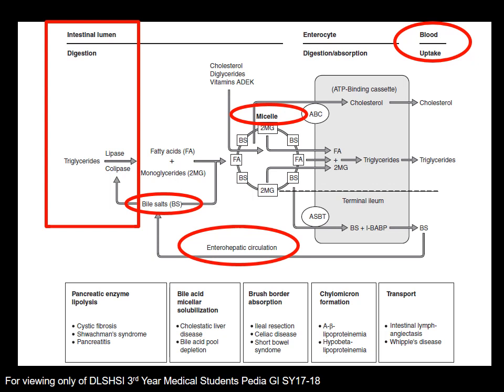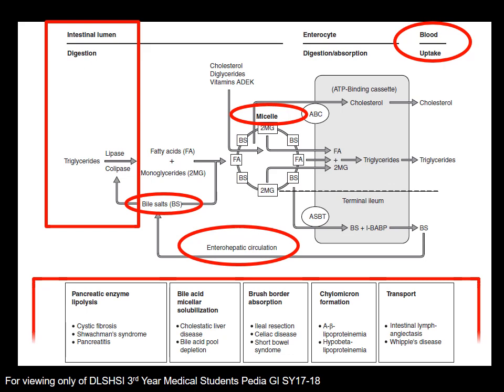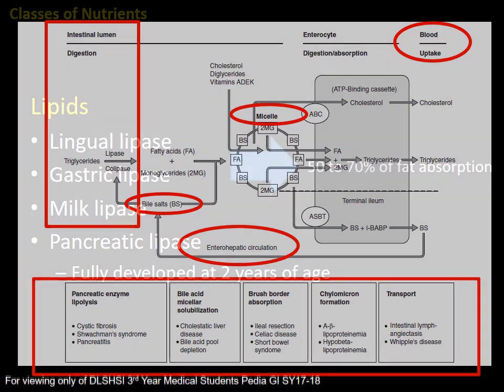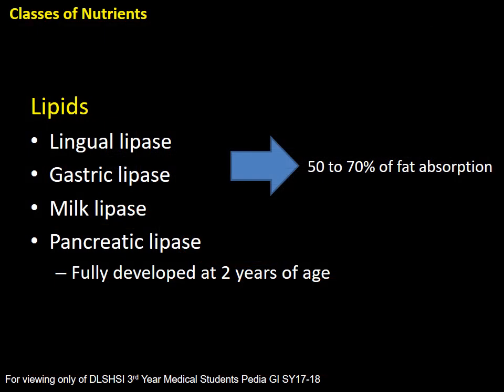The release of fatty acids in the intestinal epithelium is potentiated by the release of CCK at the sphincter of Oddi. Among the different enzymes, lingual lipase and gastric lipase are responsible for 50 to 70% of fat absorption, and pancreatic lipase becomes fully developed at 2 years of age.